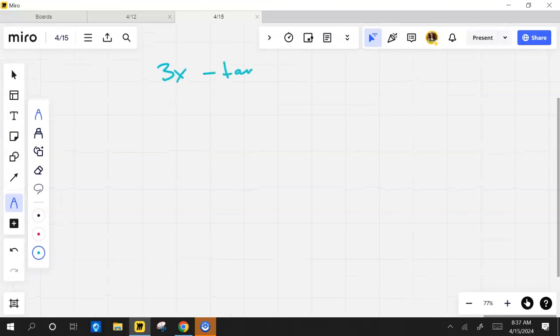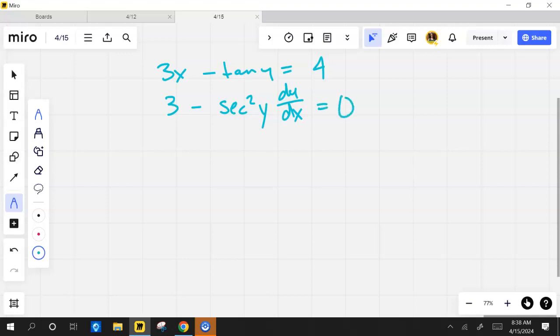3x minus 10y equals 4, dy/dx in terms of y. So I'm going to go through and find the derivative first. So 3 minus the square root of a tangent, secant squared, that's one you really want to remember. I need to follow it with the dy/dx because I am taking the derivative of y, and then that equals 0. So I'm just going to solve this for dy/dx. I'm going to subtract 3, and whenever I subtract 3, I'm dividing by negative 1 also.